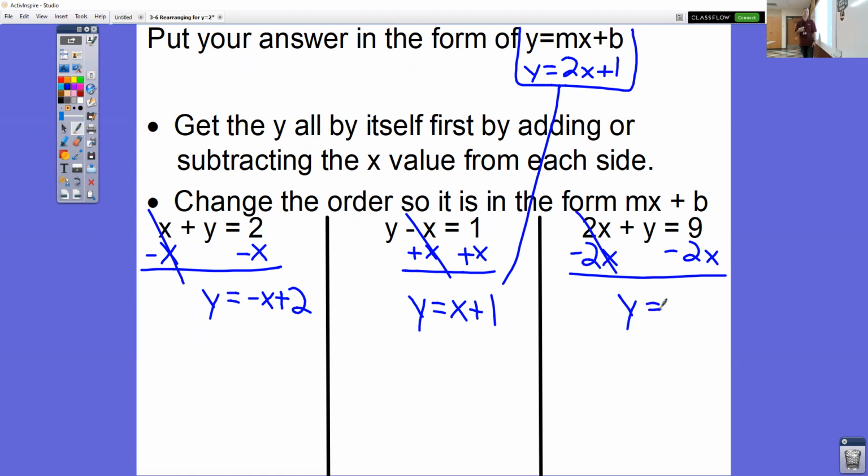Now, this is a classic mistake that people make. 9 minus 2x is not 7x. What we want to do is switch around the order. You can't do a plain number minus an x, but you can switch around the order. 9 minus 2x is just negative 2x plus 9.